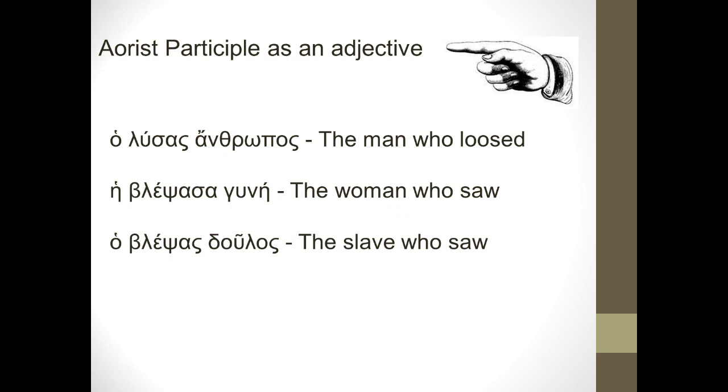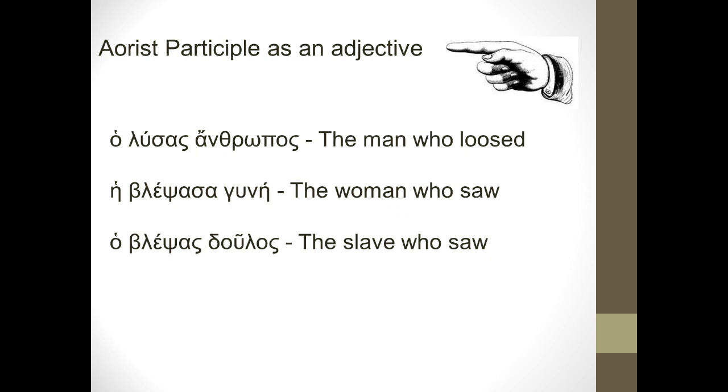And so because of the rule of agreement here, what we have is ho lousas anthropos, the man who loosed. That's how you would like to translate this, again including that word "who" that we already saw earlier on, when we talked about what happens when the article precedes the participle. Doing the same thing then in the feminine, he blepsasa gune.